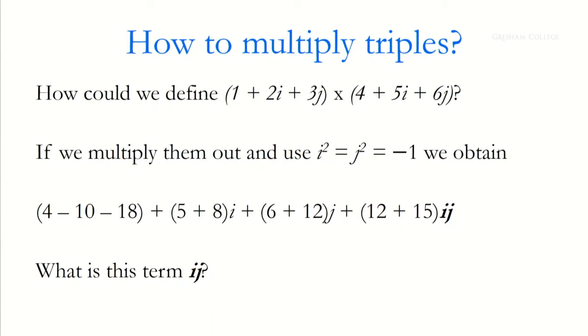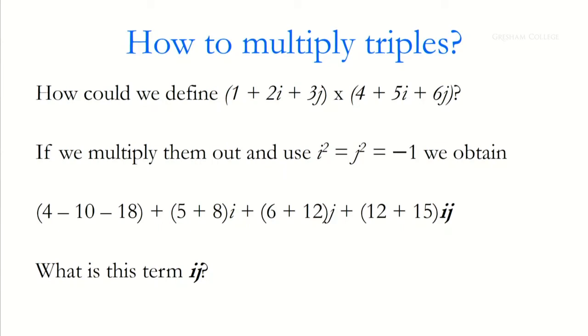And if you use the 2 relations that we have, i squared is equal to j squared is equal to minus 1, that enables us to simplify to a certain extent. But what you come up with is an expression that involves the term ij, as you would expect. There's a 2i times a 6j, and a 3j times a 5i, so there's going to be a 12 plus 15 times ij. So the question Hamilton was asking is, what is ij?